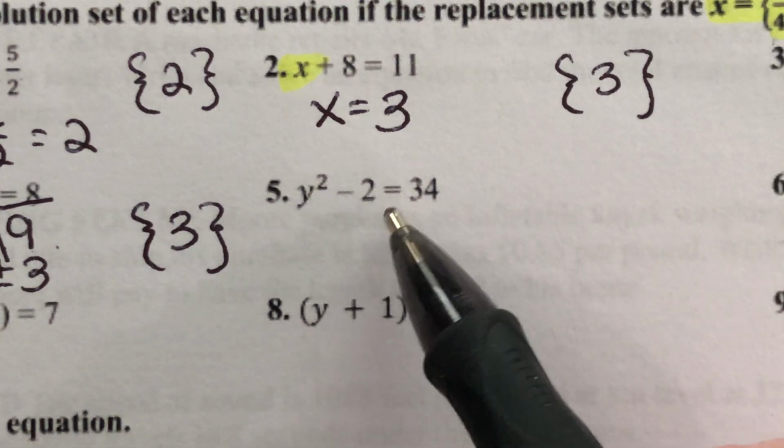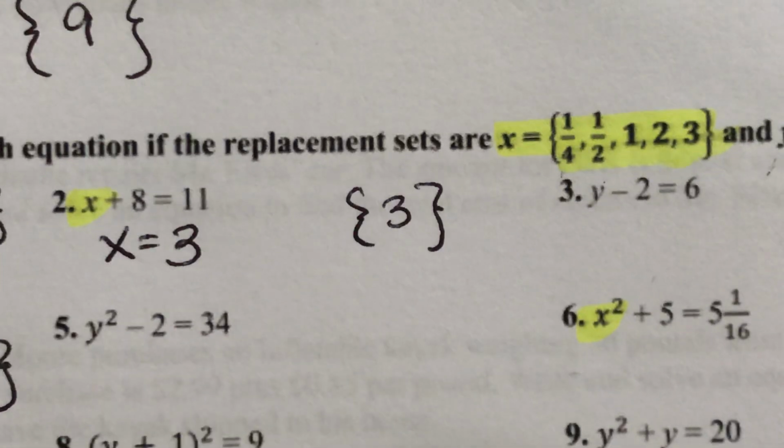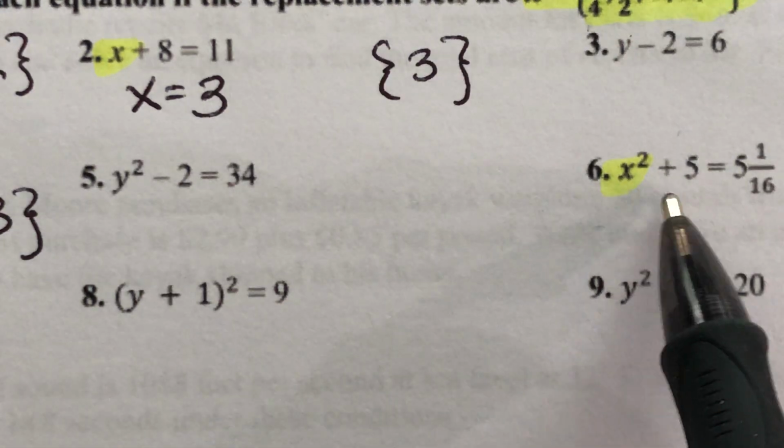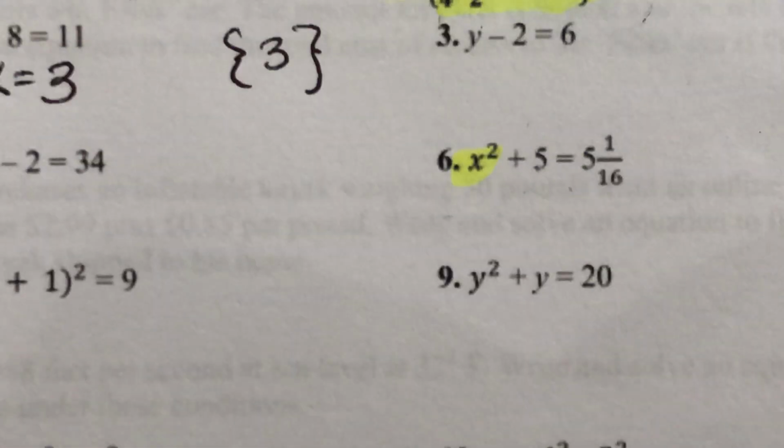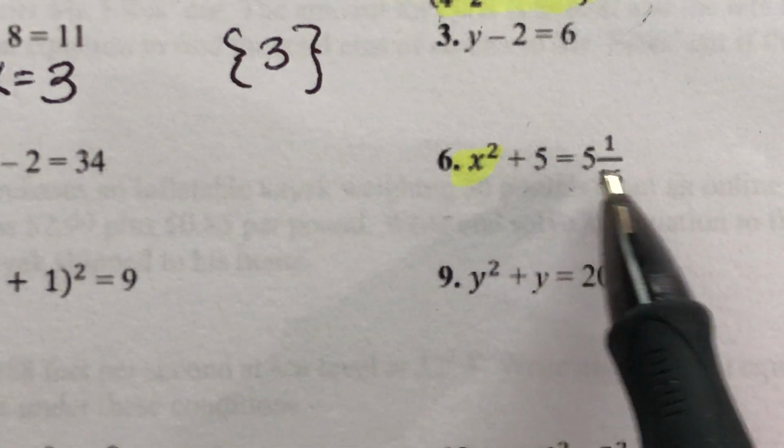All right, number 5. Oh, that's a y problem. We skip that. Number 3. Nope, 4. Sorry, 6. X squared plus 5 equals 5 and 1/16.